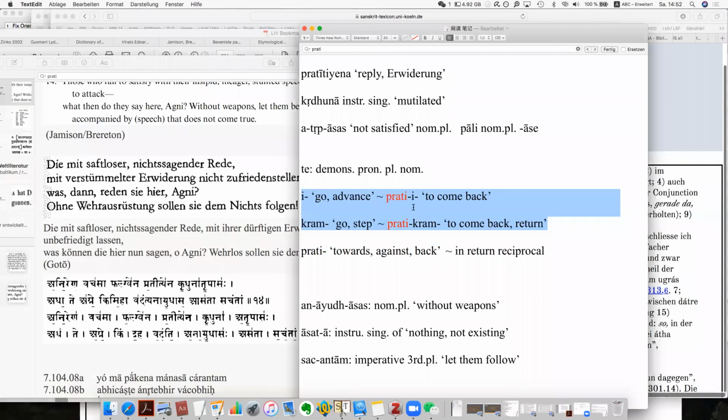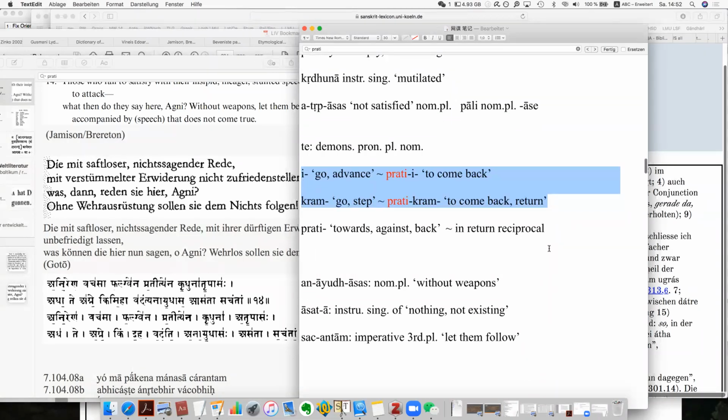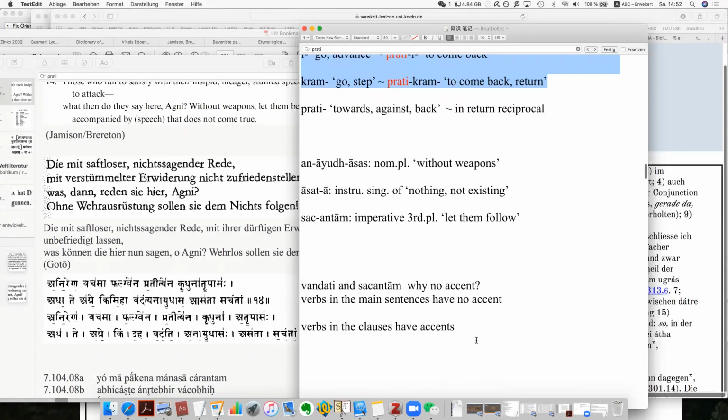E means "go," prati-e means "come back." Kram means "go step," prati-kram means "come back." So this is also an opposite, the reciprocal meaning. And the last one you have to keep in mind: verbs in main sentences have no accent. Verbs in clauses, the Nebensatz, have accents. This is a principle in Vedic texts, in the Rigveda, also in Vedic prose. I mentioned this before.